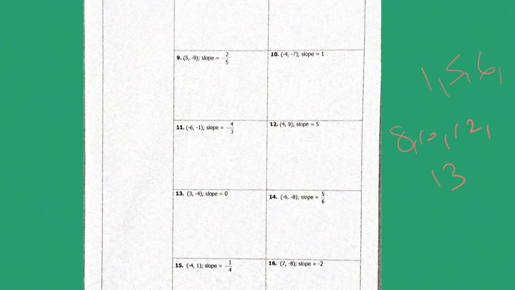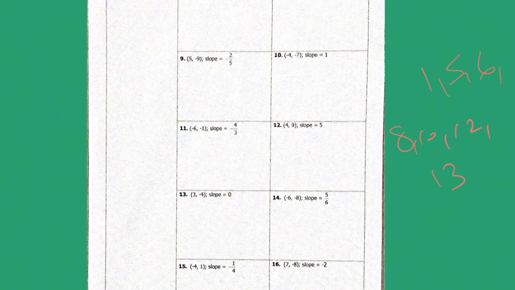If you take a look on the next page, looks like what? 8, 10, 12, and 13. So 8, 10, 12, 13. Oh, and 16.